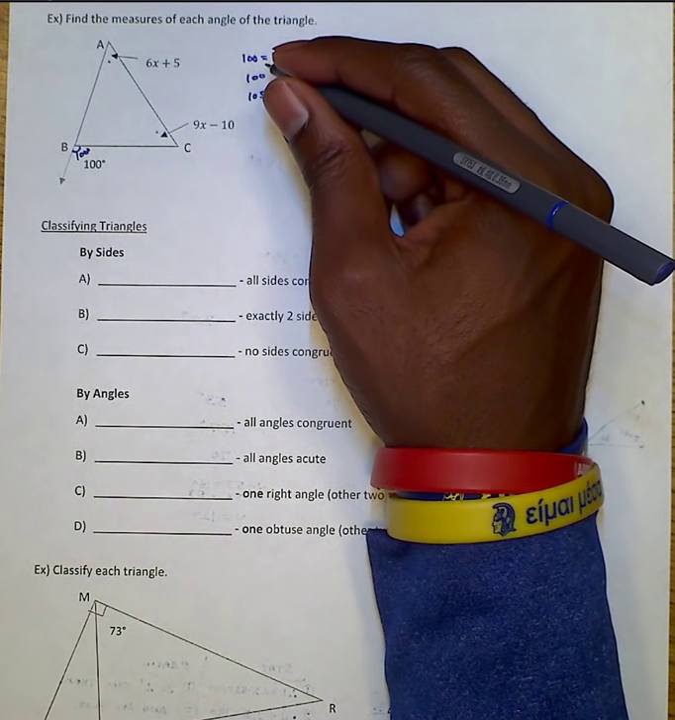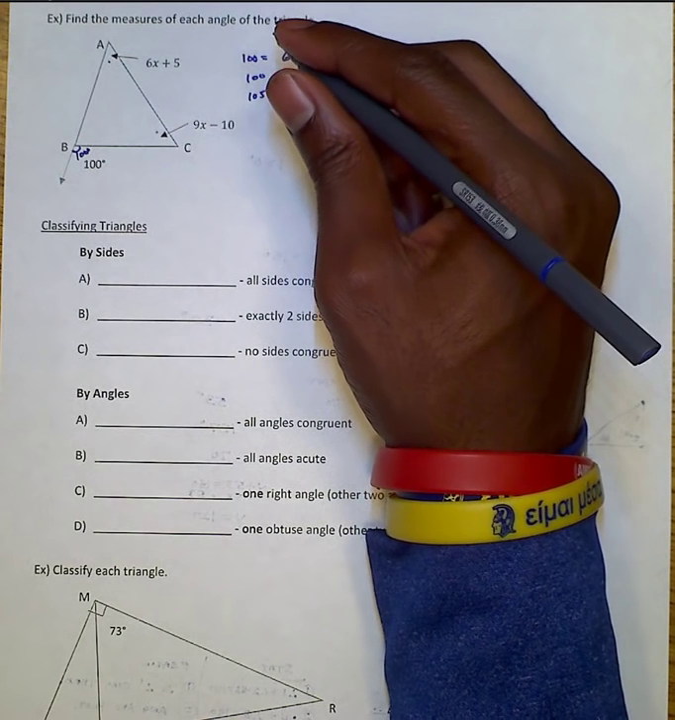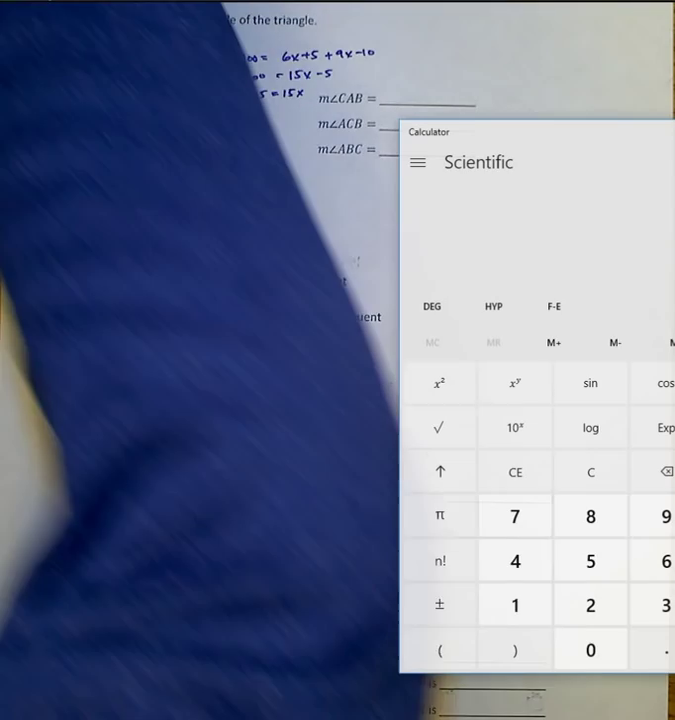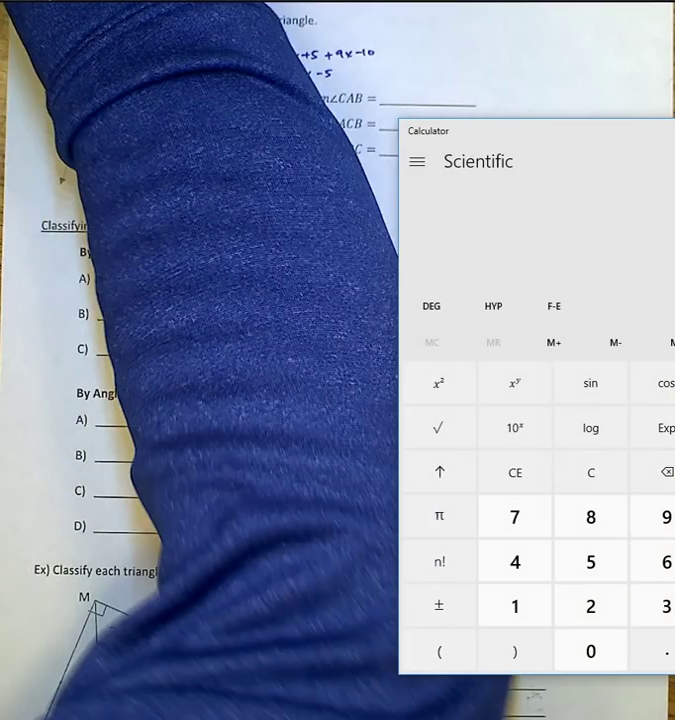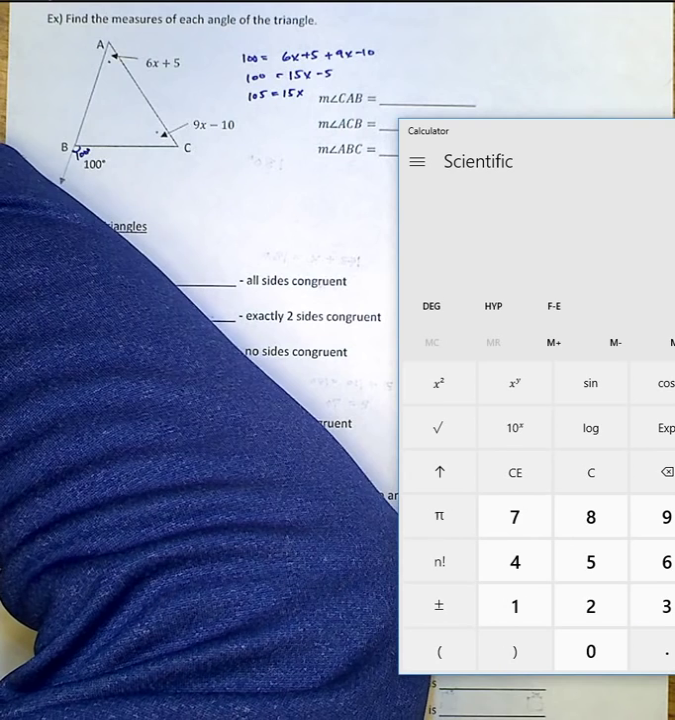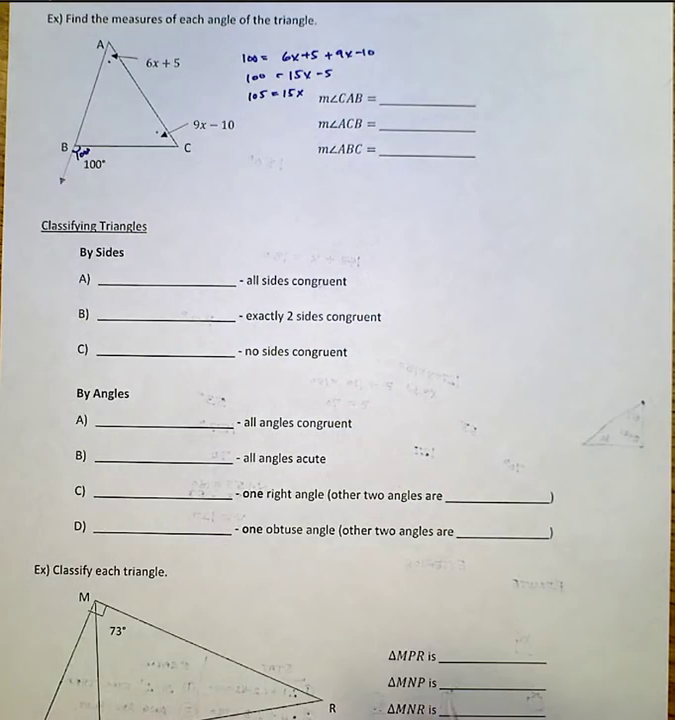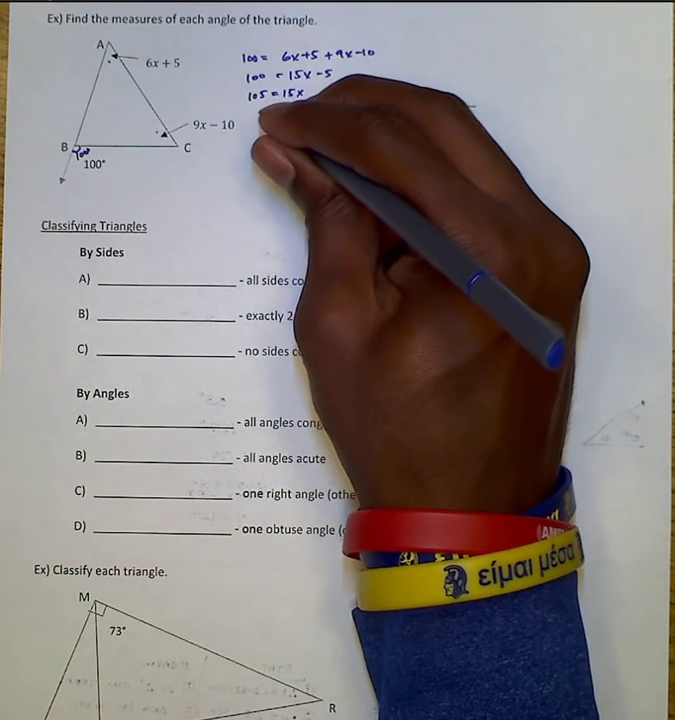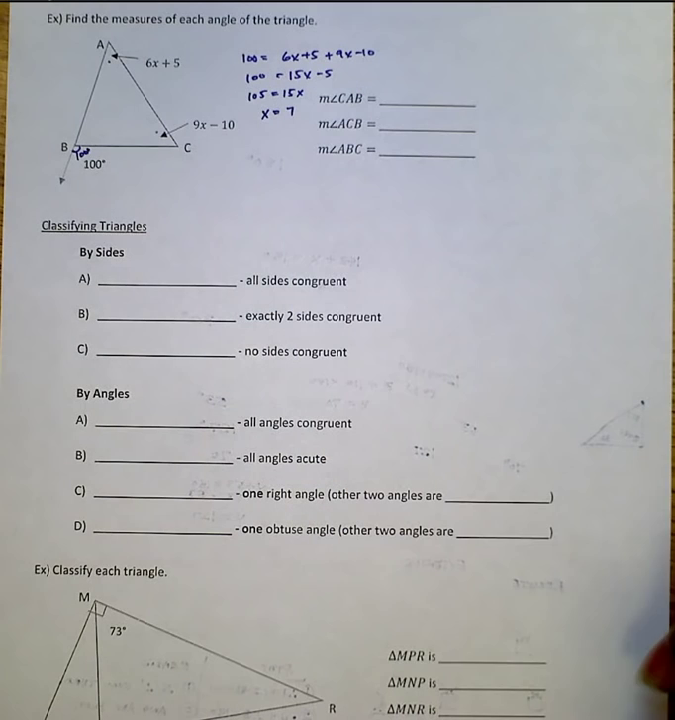No, let's see. 105 divided by 15. 7. There we go. Glad I used a calculator. Alright, so then I find that x is 7, because I divided both sides by 15.